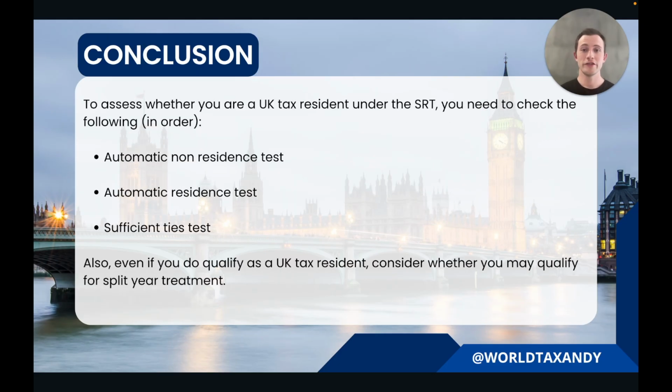To conclude, to check whether you're a tax resident under the SRT, you need to check the following in order. First, the automatic non-residence test, and if you don't meet that, the automatic residence test, and if you don't meet that, the sufficient ties test. Ideally, you do this proactively, looking at the tax year ahead, so you know exactly how many days you'll be allowed to spend in the UK without triggering UK tax residency. Finally, even if you do trigger UK tax residency, consider whether you may qualify for split year treatment, which may apply in a year in which you're either leaving or arriving into the UK.